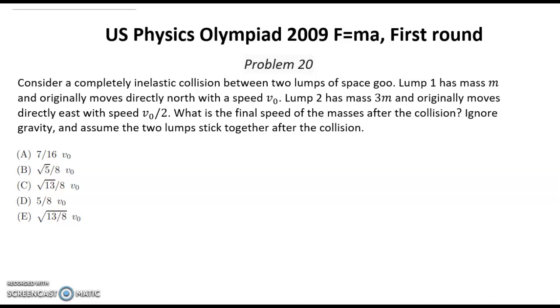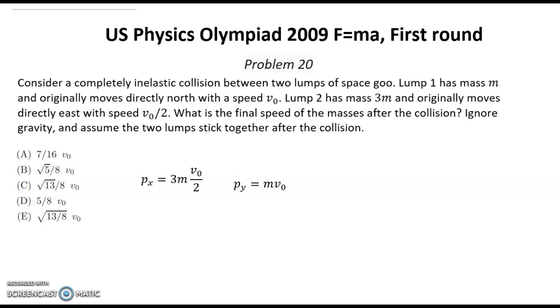Solution. Here we can use momentum conservation, and let's just count what is the initial momentum and equalize it to the final momentum. Initial momentum. In the x direction we have this expression. We have mass 3m multiplied by v0 over 2, that's momentum in the x direction. Momentum in the y direction, that's mass m multiplied by v0.